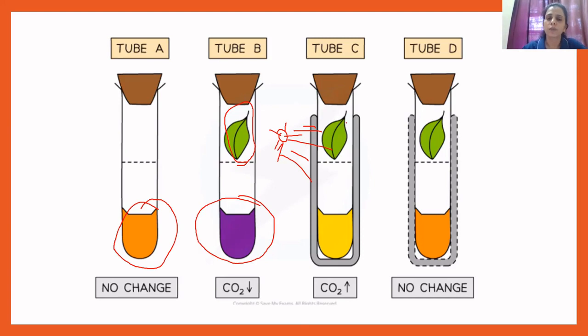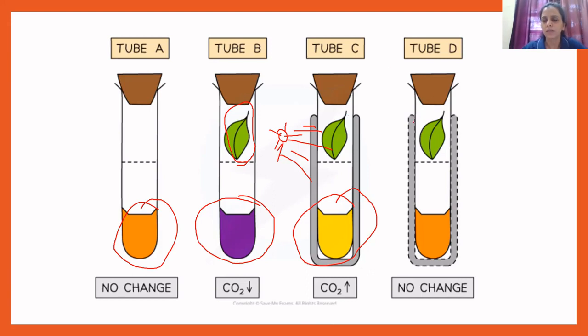So as the rate of respiration was very high, more and more carbon dioxide gas was released because of the respiration in the leaf cells, and hence the color of hydrogen carbonate indicator in tube C is changed to yellow. So yellow color indicates the carbon dioxide concentration is higher than the atmospheric level. Okay, purple color indicates the carbon dioxide concentration is lower than the atmospheric level. Okay, and this orange or red color indicates that the concentration of carbon dioxide in this solution is equivalent to the concentration of carbon dioxide in atmosphere.